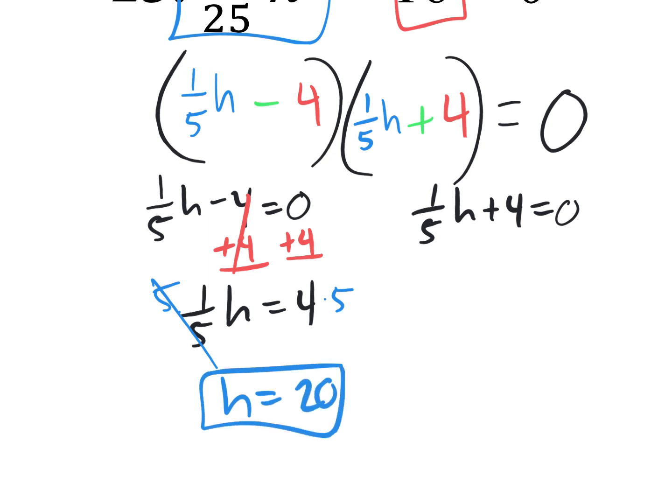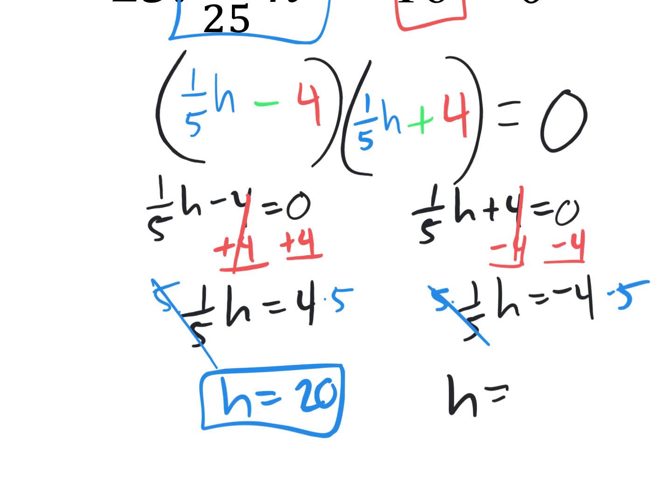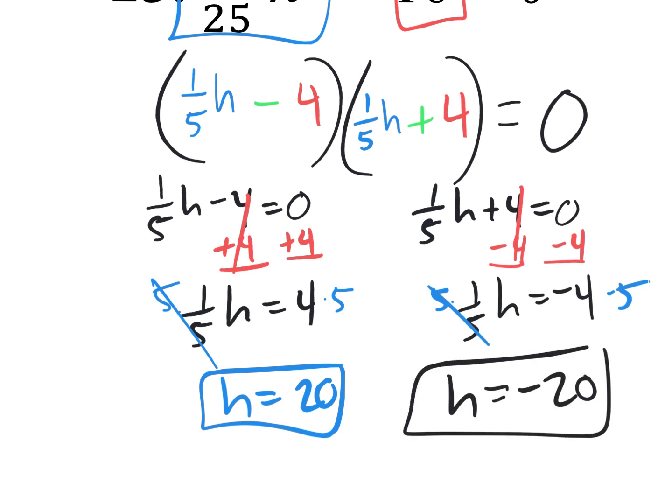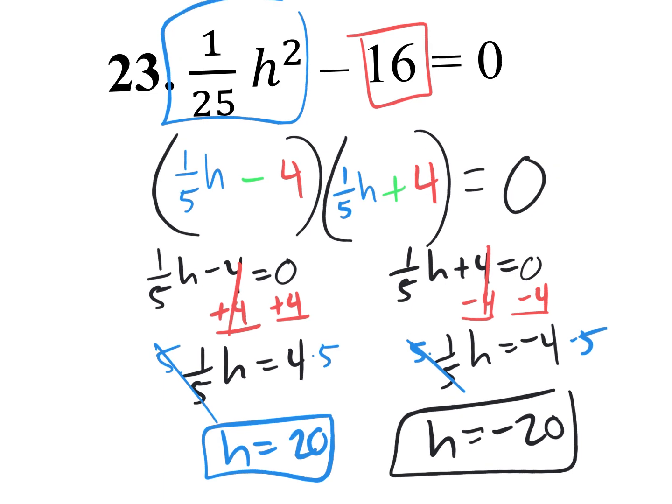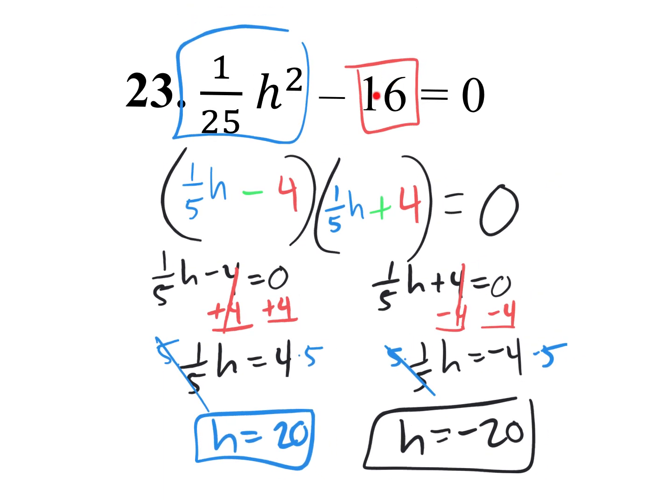Which implies if you do the same math to the other side, you're going to end up with a negative 20. So subtract 4 on both sides, you get 1/5 h equals negative 4. So yes, of course, you're going to multiply by 5, multiply by 5. And like I mentioned, h equals negative 20. So you have positive 20 and negative 20. If you would have isolated by getting h by itself, applying a square root on the square, you'd end up with h equals plus or minus 20 anyway.